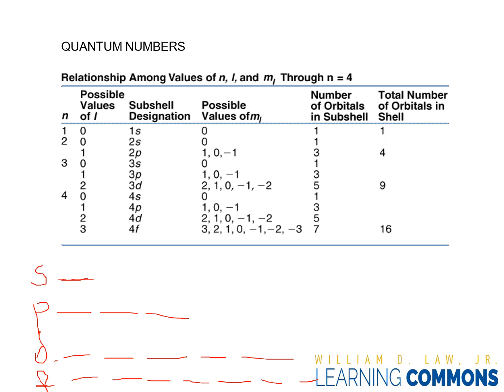If you see here, the L value for the s orbital most of the time is 0. The L for the p orbital is 1. And the d orbital L is 2. And the f orbital L is 3. If you see, this f orbital is 3.